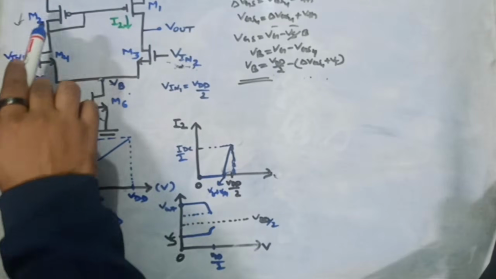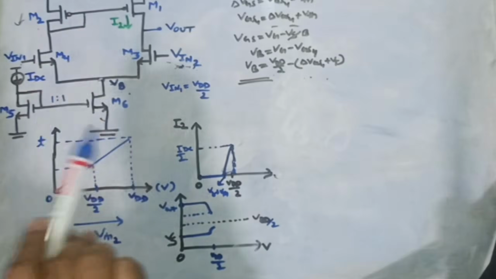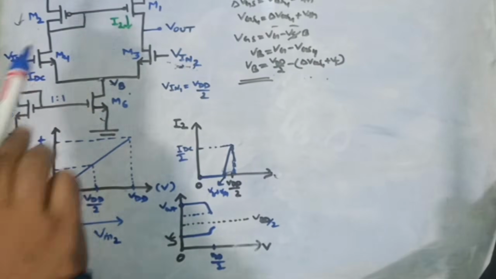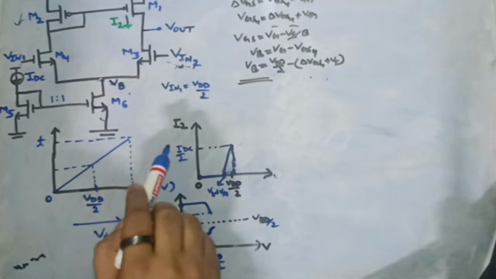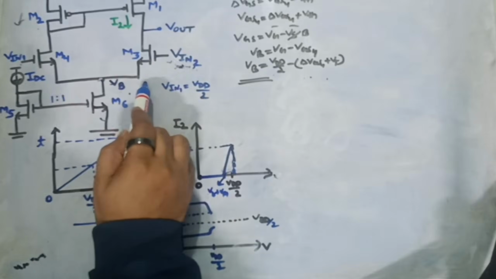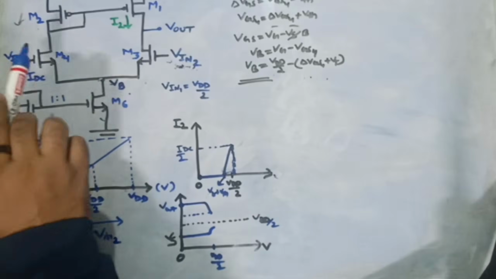That means whatever current is flowing from MOS M2, the same amount of current has to flow from MOS M1. And the same amount of current will flow from M4 and M3 also. That means the current will always be equal, and that can only be possible if you see here VGS is very high. For MOS M3 VGS is different, and for MOS M4 VGS is different, but we are saying the current will be the same.